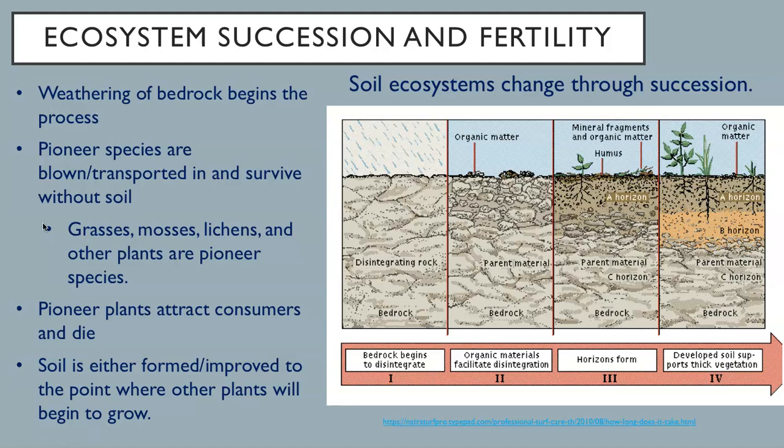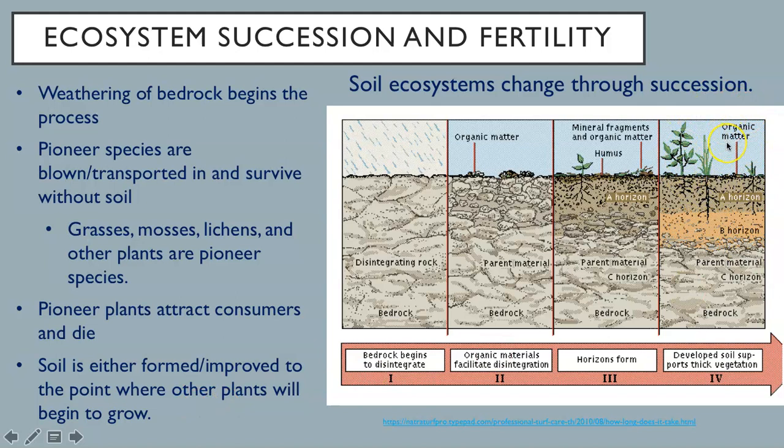Pioneer plants attract consumers, and then the pioneer plants die, contributing an organic or humus layer to the top of the forming soil. The A horizon, or the humus layer, is beginning to form. This cycle continues, and gradually soil is formed or improved upon to the point where other plants will grow.